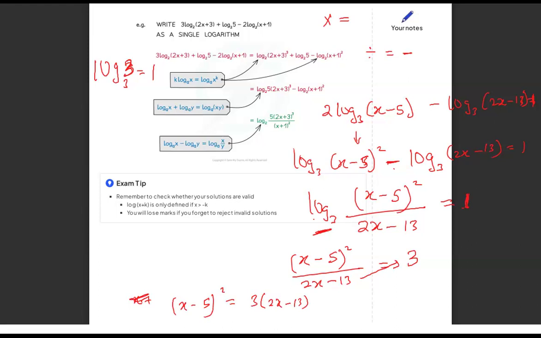Then expand this one, x minus 5 all squared: x squared minus 10x plus 25, equals 6x minus 39. So you now collect like terms together. Take away 6x from both sides, that gives you x squared minus 16x, then add 39 to both sides. That gives you x squared minus 16x plus 64 equals 0. That's the answer.